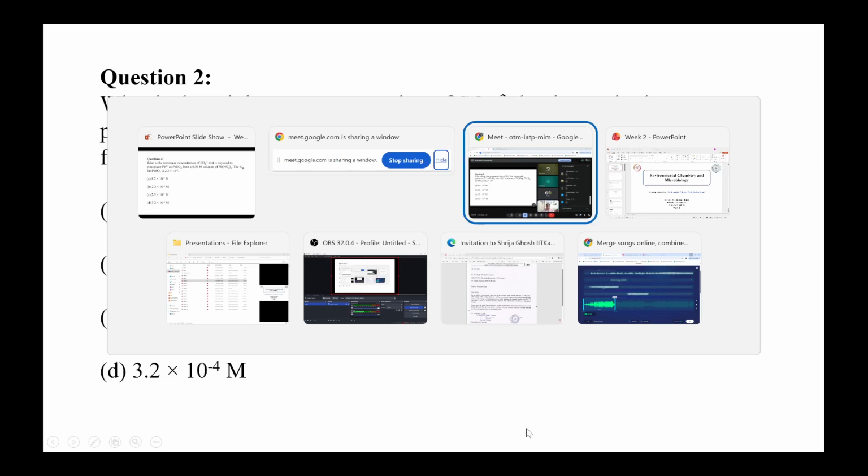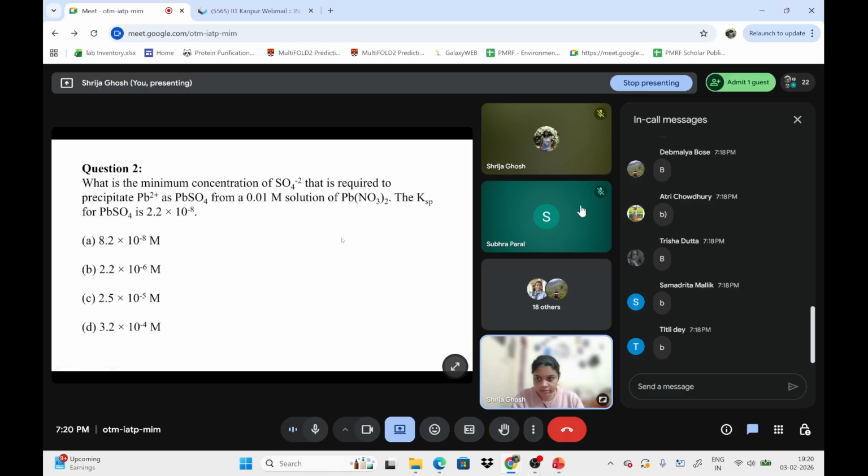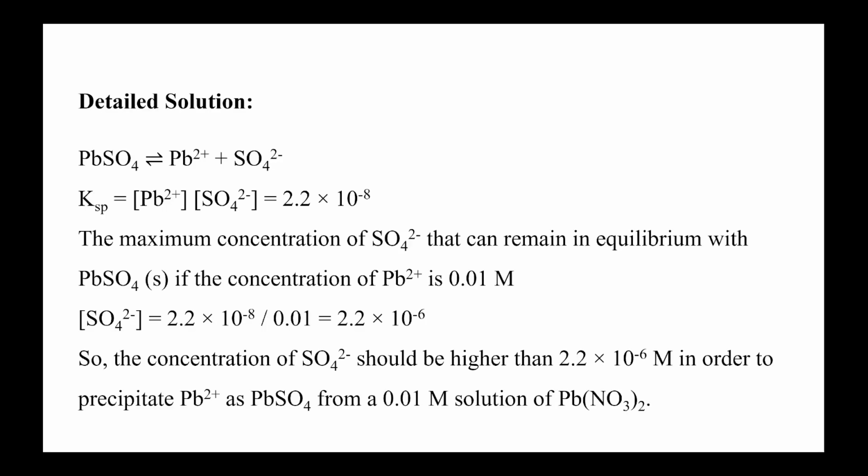So you all have answered option B as the correct answer. Let's see if that is the correct answer or not. So 2.2 into 10 raised to the power minus 6 is the correct answer. Let's see how to solve it.